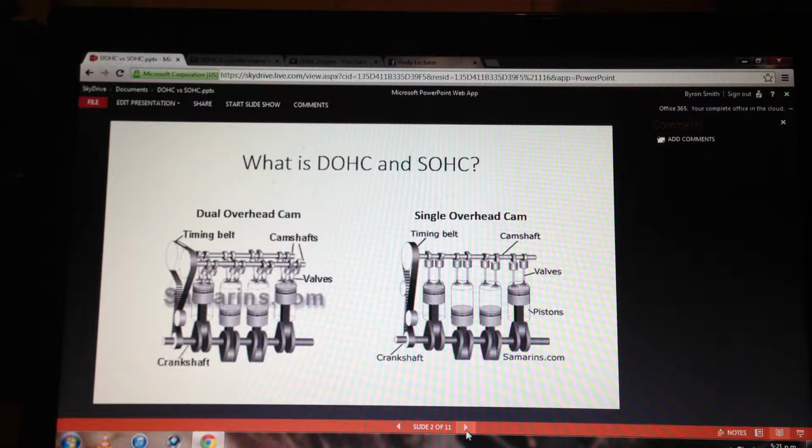DOHC stands for Dual Overhead Cam. This means that it has two cams. One is for the intake valves and the other is for the exhaust valves. Most DOHCs have 4 valves per cylinder, where each camshaft operates 2 of the valves. One camshaft handles the intake valves and one handles the exhaust valves.